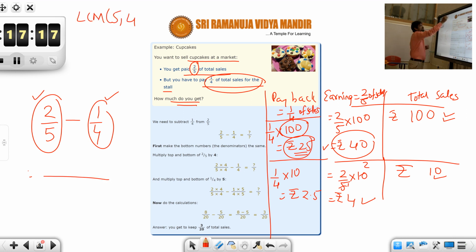LCM of 5 and 4. If you do this, you will be getting 20. Repeat the procedure as we have done in many examples. So here, find the LCM; you will be getting 20.